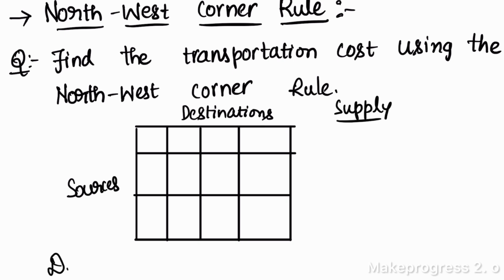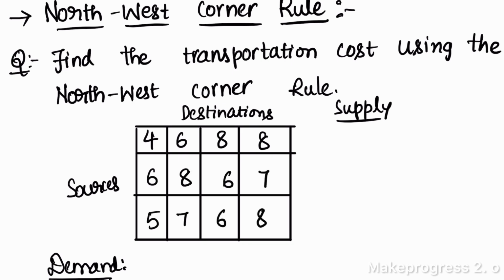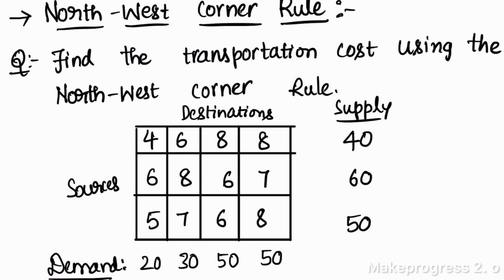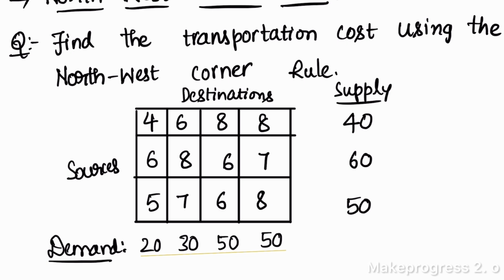You'll have supply and demand values as well from that particular source to destination. They'll be giving the cell values. Okay, fine. Now the supply is 40, 60, 50, and demand is 20, 30, 50, 50. They'll be giving you all this information in the question. So let's go for the solution now.